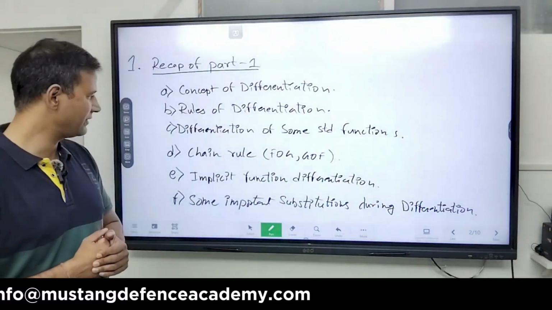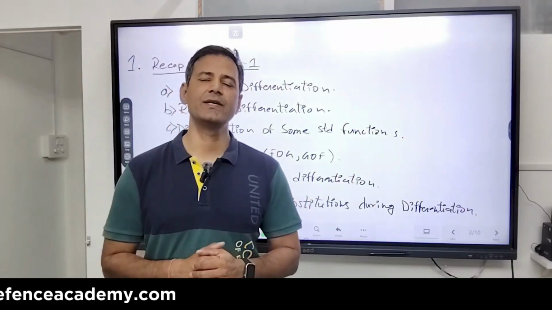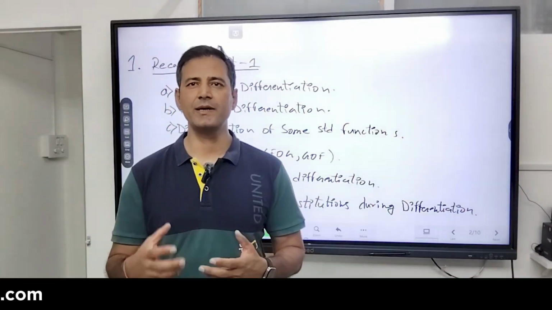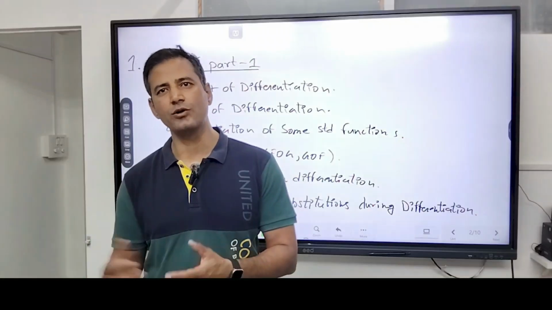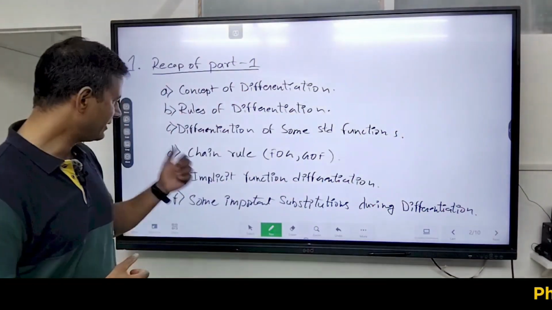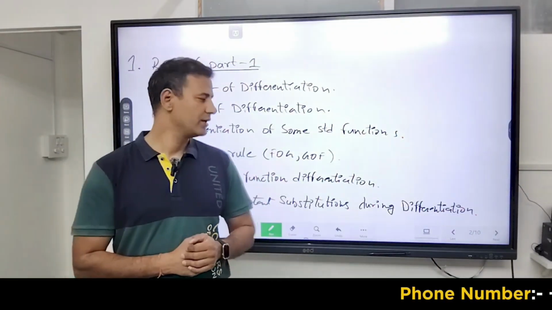Implicit functions, in which there are both x and y. It is an equation in the form of f of x and y. For example, x squared plus 2xy plus y cube is equal to 42. This is an implicit function and we studied its differentiation. And important substitutions. We learned about some important substitutions during differentiation.